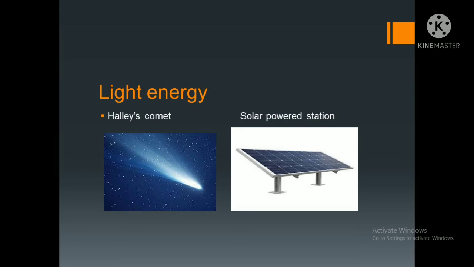We'll talk here about Halley's comet. About Halley's comet you have heard, I think, no? It was seen before in 1986. Okay, after 76 years. It has a tail which goes on increasing as it comes nearer to the sun. So that is also one movement. So this is also light energy.